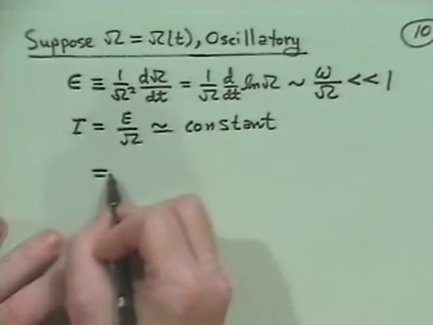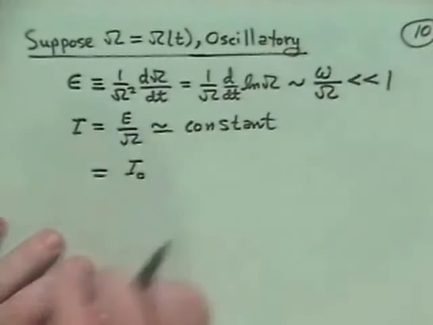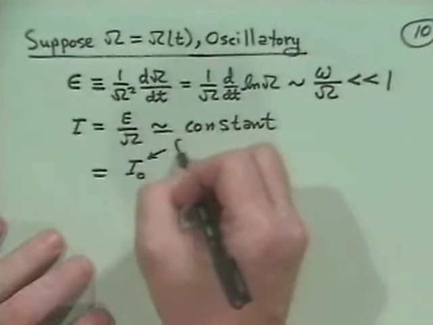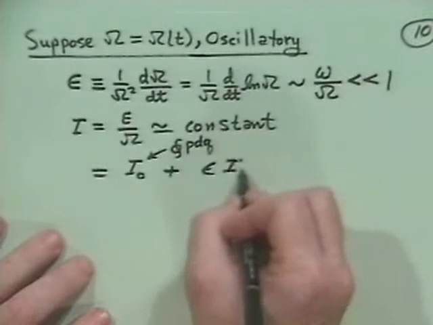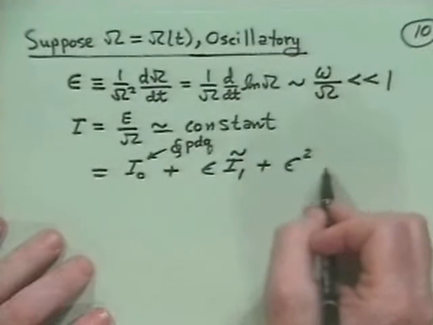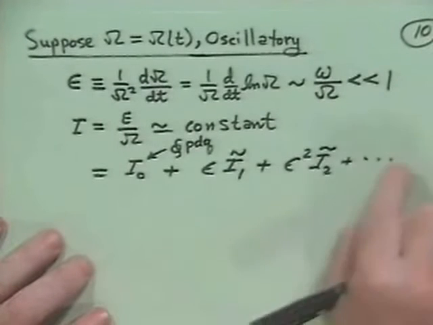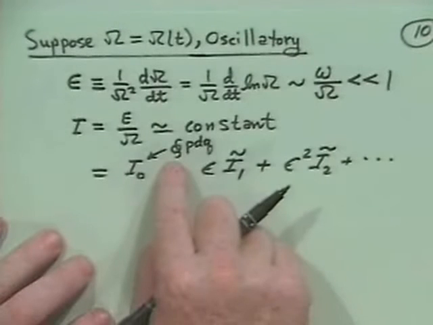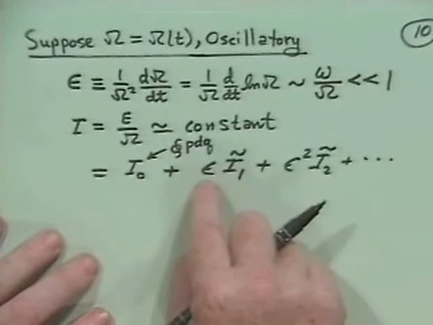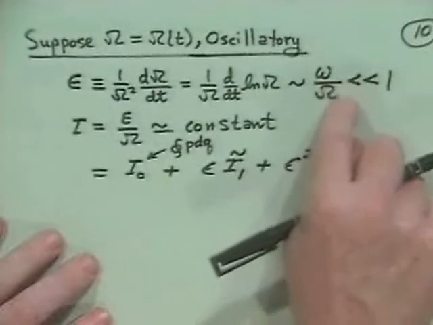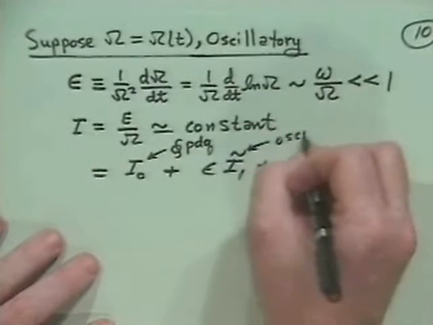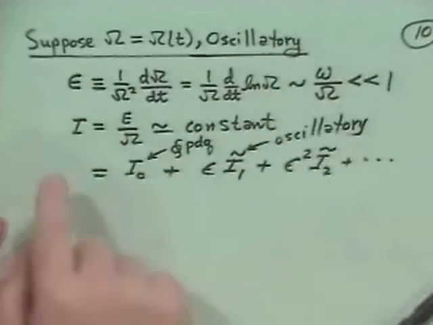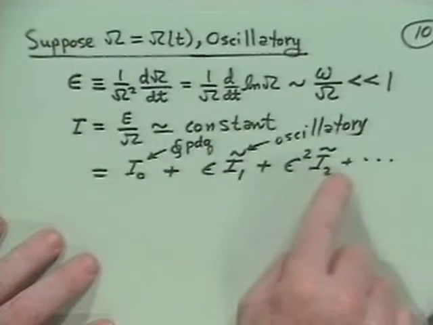But if you go through the formal mathematics, what you find is that there's some I naught, which is the thing we actually calculated already, the integral p dq, our action integral. Plus, it turns out, there's an epsilon I1 tilde, and an epsilon squared I2 tilde, and so forth. These are a bunch of corrections to the action integral, which are small in the sense that this parameter epsilon is small. By the way, we had about a hundredth here, remember? So that's a pretty small quantity, and it's oscillatory. So this action integral is what we regularly calculate, plus some small oscillatory corrections. If that's all we had to worry about, life would be great.